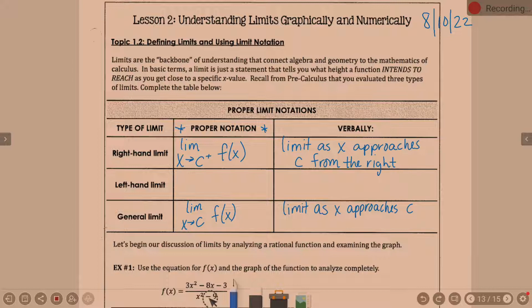And again, I can't remember. I sometimes confuse pre-calc and calc curriculum. What have I taught? What have I not? So what am I going to do for the left-hand limit? The limit as x approaches c from the left is going to be indicated with a negative sign. It's not a negative sign in front of c. It's a negative sign in the superscript, the exponent spot. And this is, of course, the limit as x approaches c from the left.